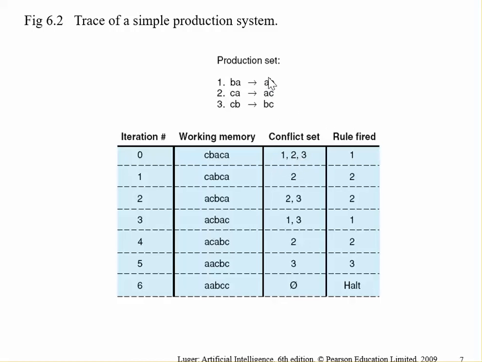For this example, the string BA is going to be substituted by the string AB. Here there was a BA, you see where my mouse is moving. Now this is going to be substituted by AB. So now this is the new working memory.